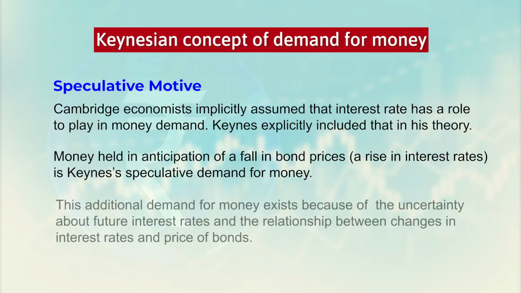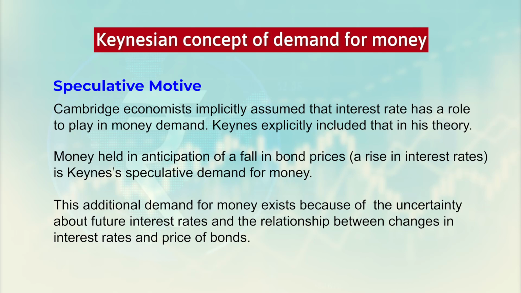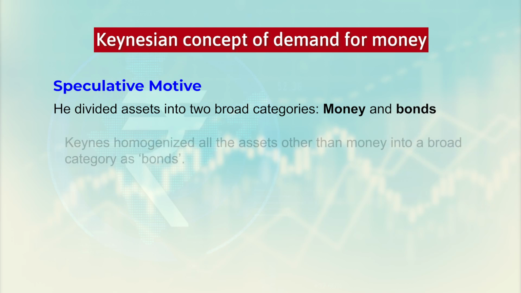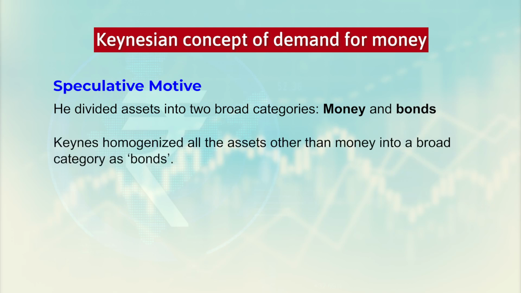So the additional demand for money exists because of the uncertainty about future interest rates and the relationship between changes in the interest rate and the price of bonds. Keynes divided assets into two broad categories: one is money, the other is bond. One thing should be noted: Keynes categorized all these uncertain assets as bond. So it may include equities, shares, demand deposits, etc. But Keynes coined them as bond.